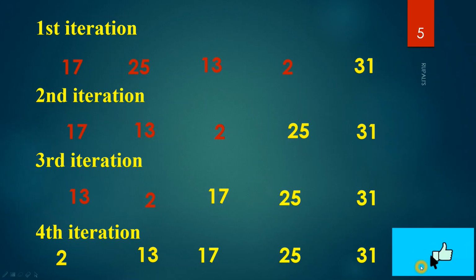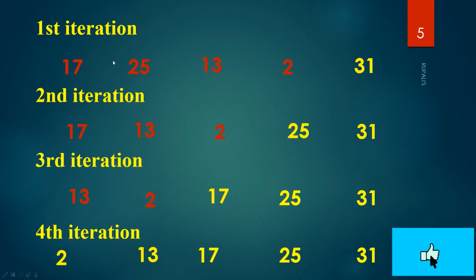Now the question comes, how many elements are there? It is 5: 1, 2, 3, 4, 5. If the elements are 5, then for sorting, how many iterations are required? 4. So if the number of elements is n, then how many iterations are required? N minus 1.